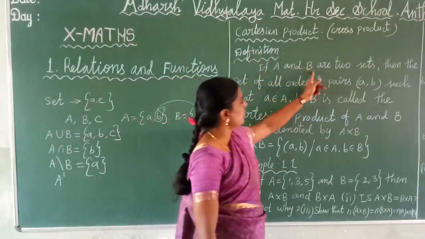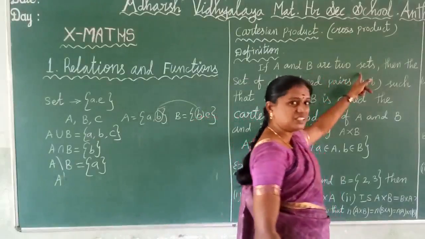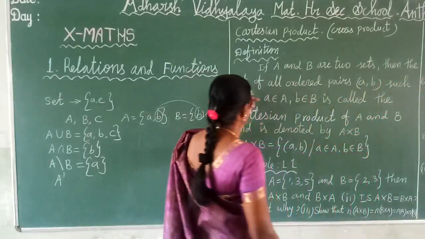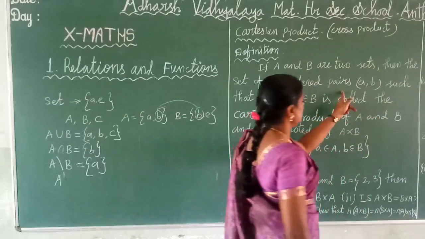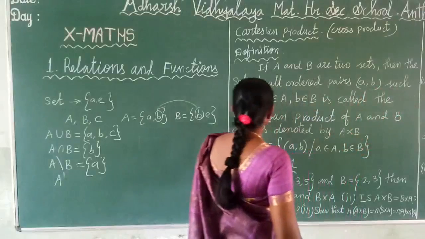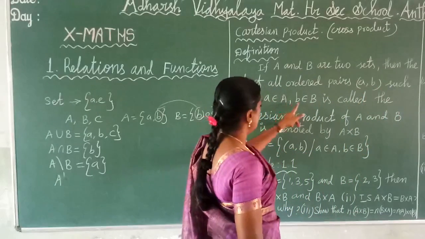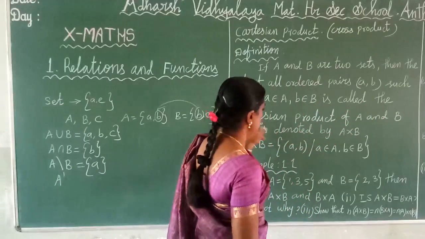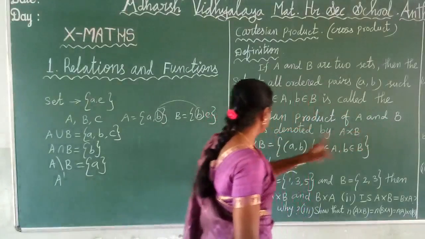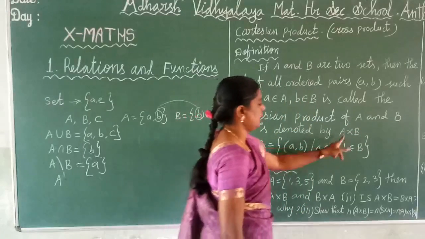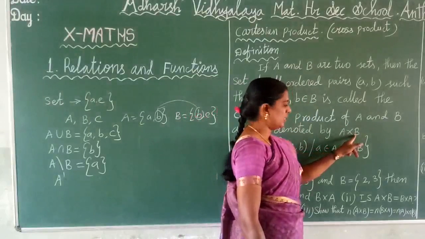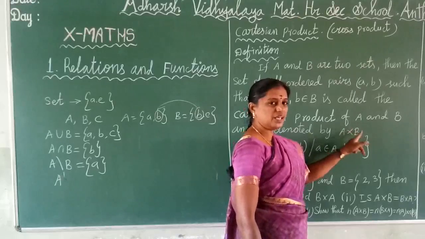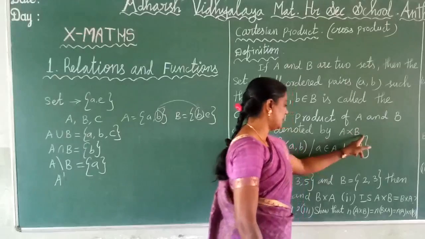If A and B are two sets, first we consider any two sets, A and B, then the set of all ordered pairs (a, b) such that a belongs to A and b belongs to B is called the Cartesian product of A and B and is denoted by A cross B. How do we read this? A cross B, not A into B, A cross B.